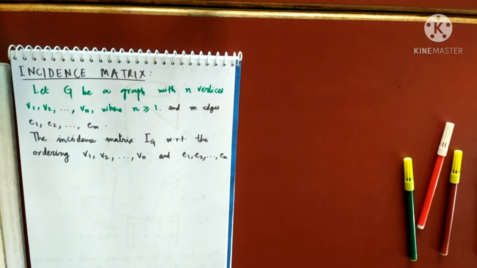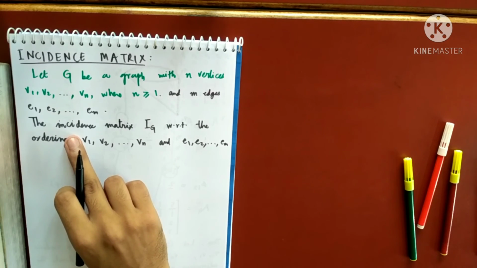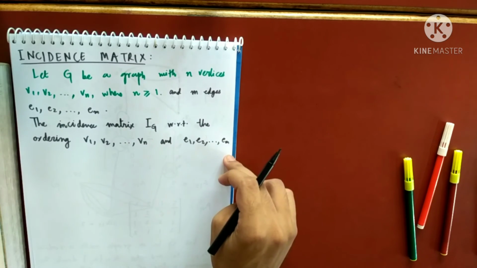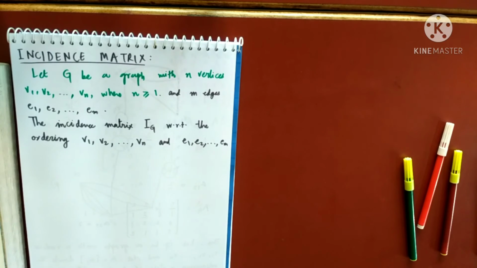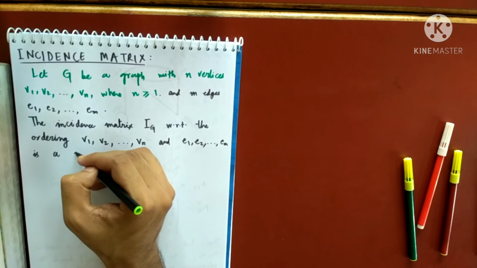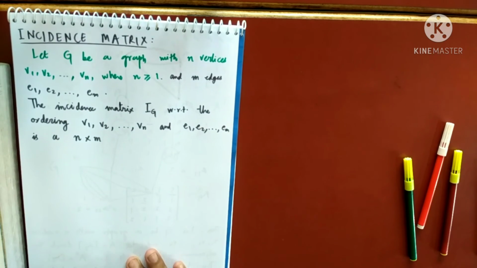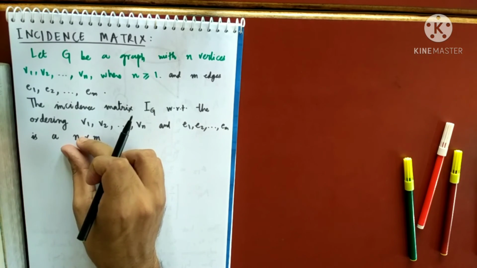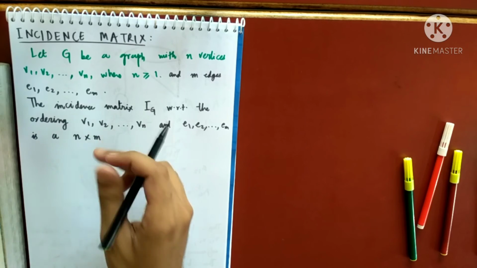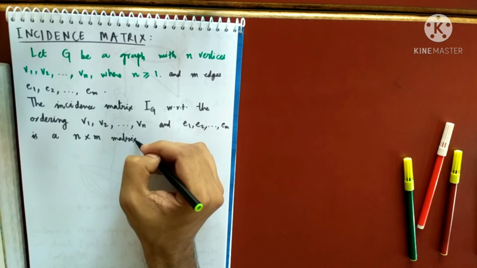In the last one we were not taking edges into consideration. The order of the matrix depended upon the number of vertices only. The matrix was n by n if there were n vertices. But in general, the incidence matrix is defined with the help of vertices as well as edges. So the incidence matrix with respect to the ordering v1 to vn and e1 to em is an n cross m matrix. So here the order is changing. The order depends on the number of vertices and the number of edges as well.